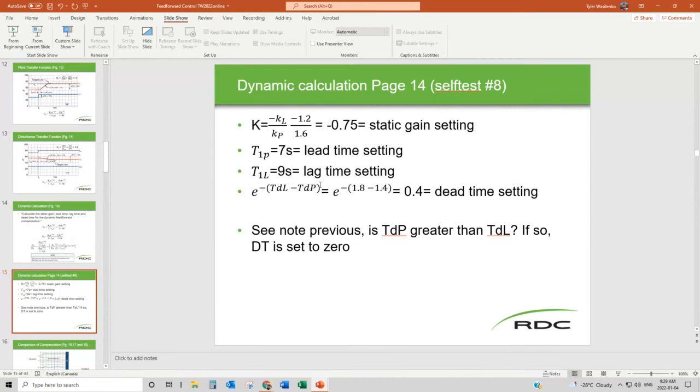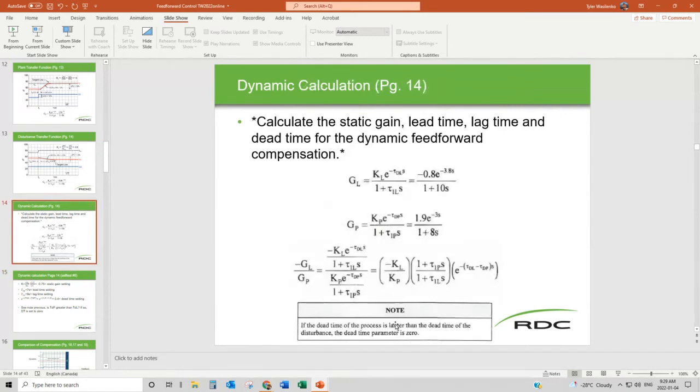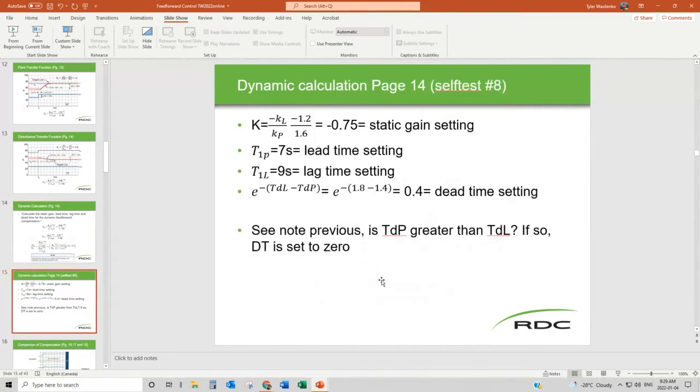This is where you identify the note block here, which says that the process dead time is larger than the disturbance dead time. That is an important thing to remember. In this case, our load disturbance dead time is 1.8 and our process dead time is 1.4, so it is not greater than the load disturbance. So we use whatever value we calculate: 1.8 minus 1.4 is 0.4, which is our dead time setting. If this value, 1.4, was 2.0, for example, our dead time value would be set to 0. That's what I'm trying to capture in this statement here. Very important. Wink, wink, nudge, nudge.